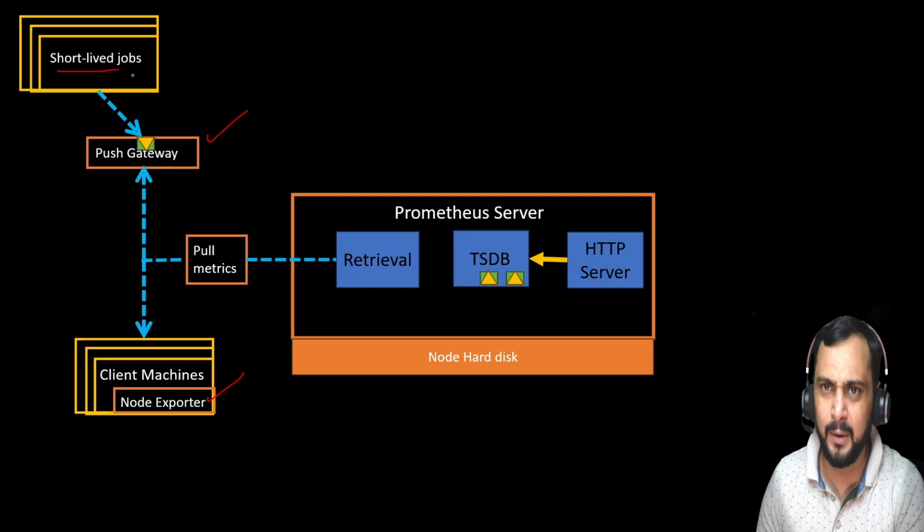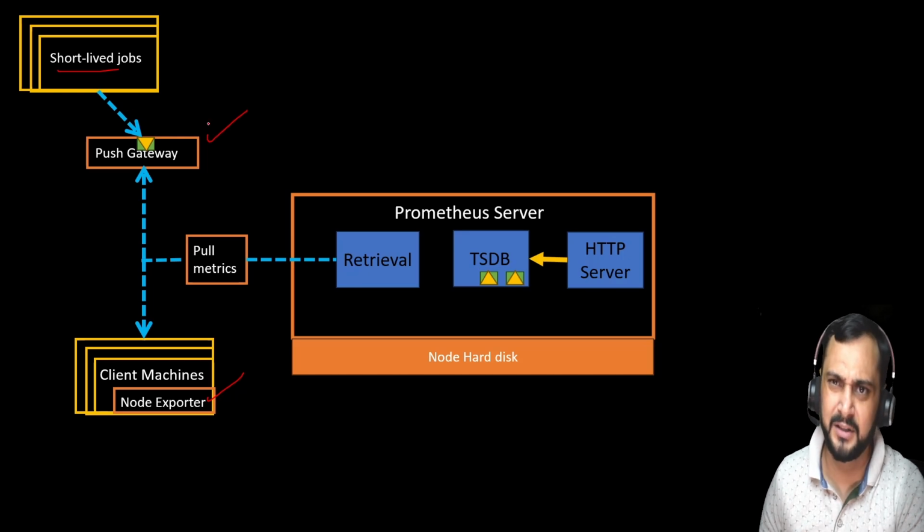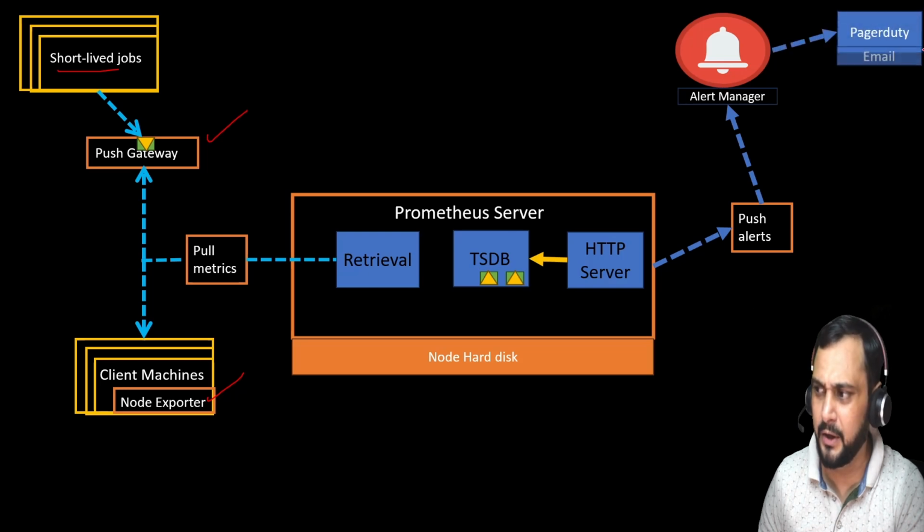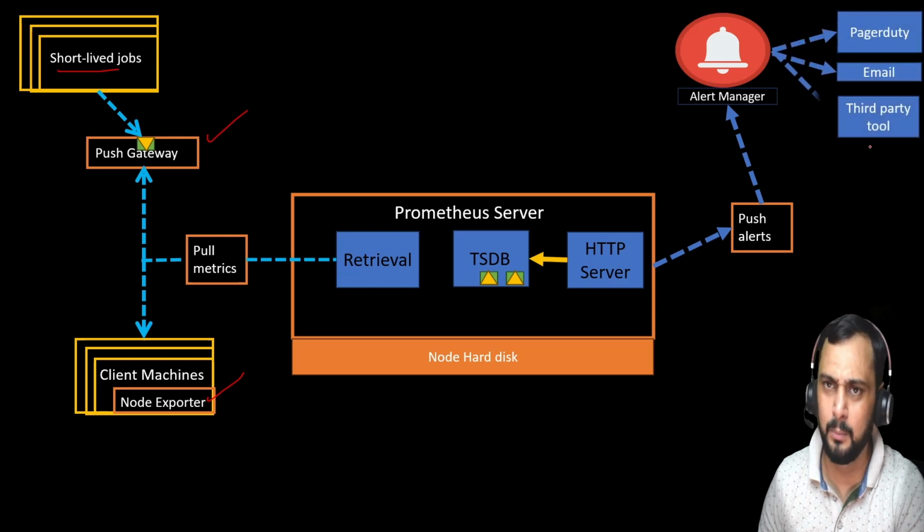And this is for applications, or maybe it is also used for node exporter where, due to some firewall issues, we cannot pull the data. For that reason we can also use the push gateway. It's up to us where we use it. Okay, now once we receive the data we push all the alerts to the alert manager, and from the alert manager we forward the data to PagerDuty, email or third party tools like webhook servers or others.